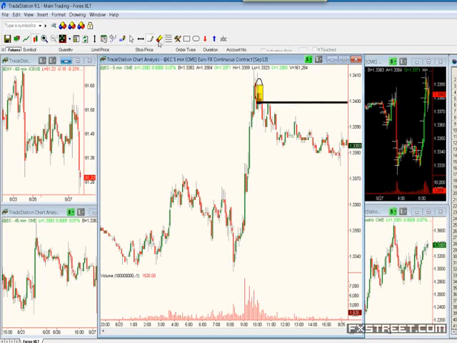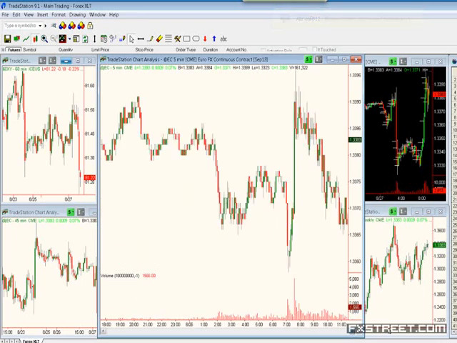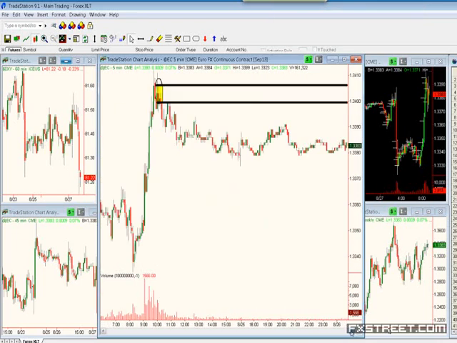Let's see if that's it. And we see that first pullback. Prices barely came back, barely went into the level. Scrolling back to make sure it's fresh. It is.